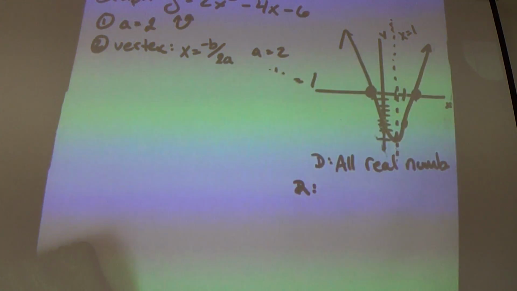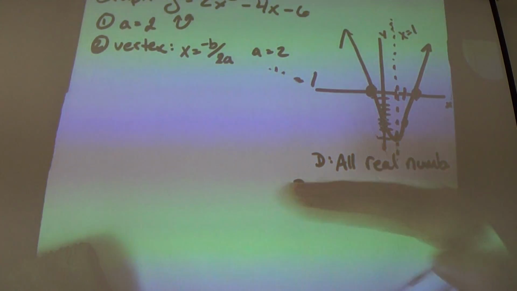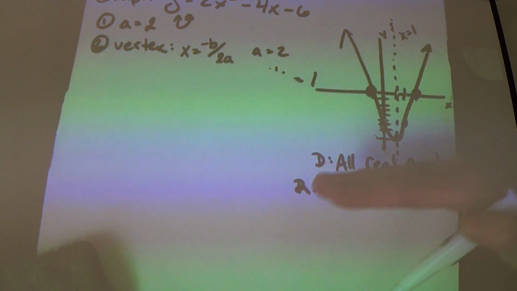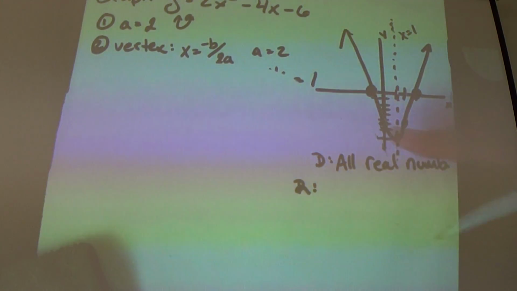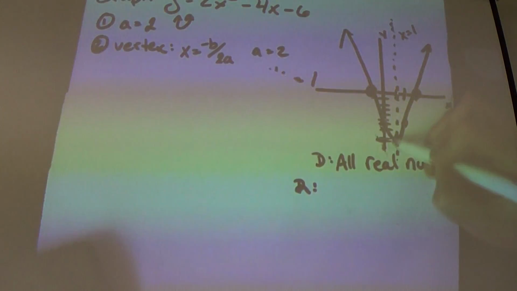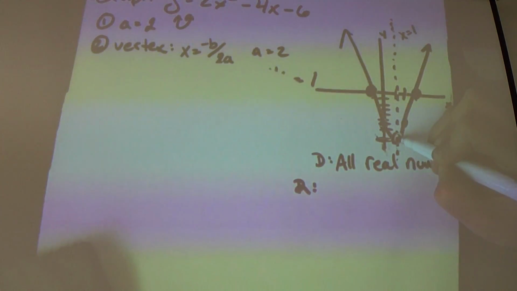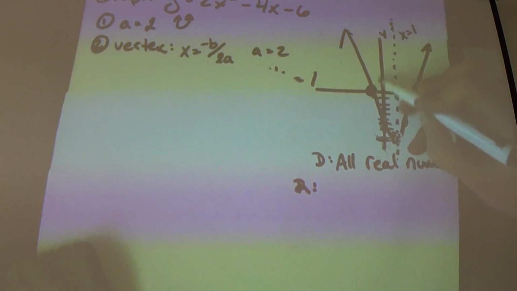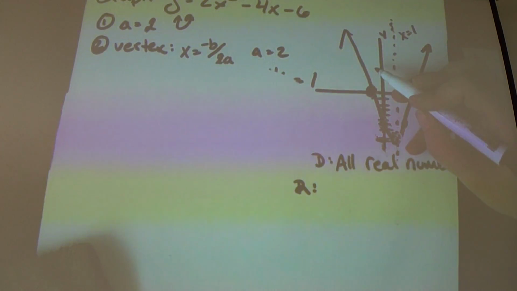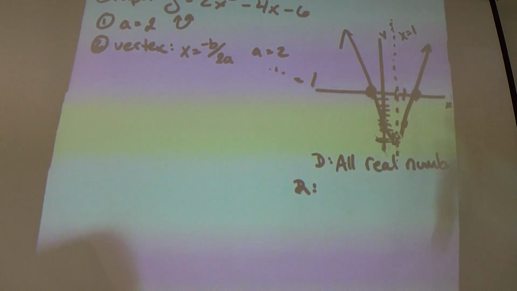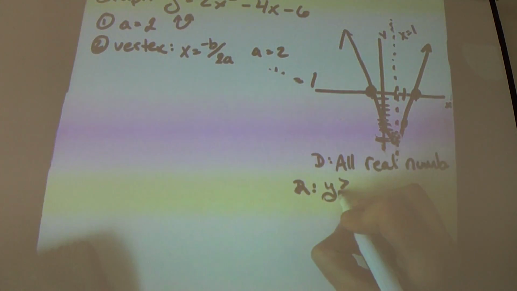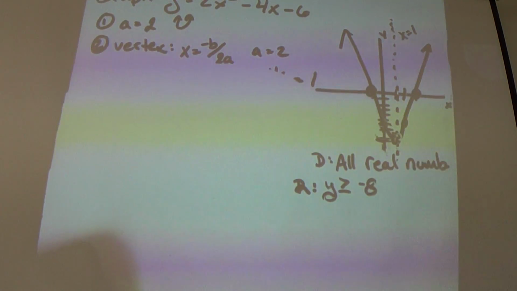My range, when we read range, we go from the bottom all the way up. So the first place that I have a y value is going to be right here at my vertex. And that's all the way down at -8. And then from there, all of my y values are bigger than that. Does that make sense so far? So then your range is going to be that all of your y values are either bigger than or equal to -8.